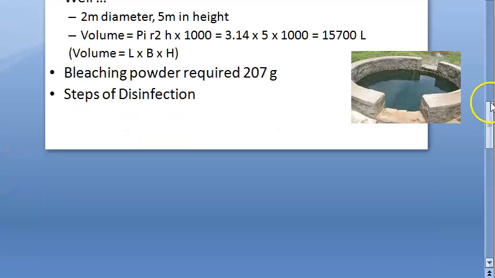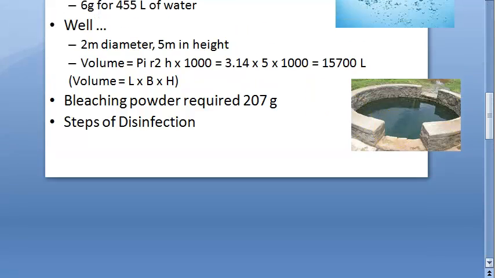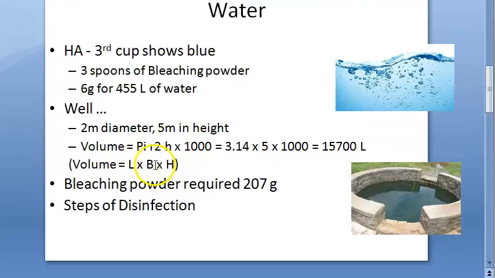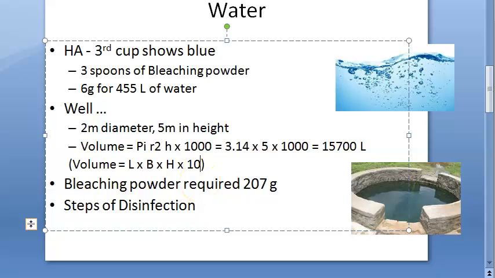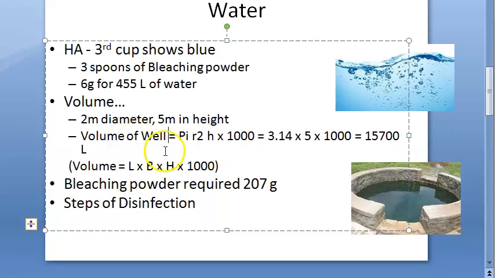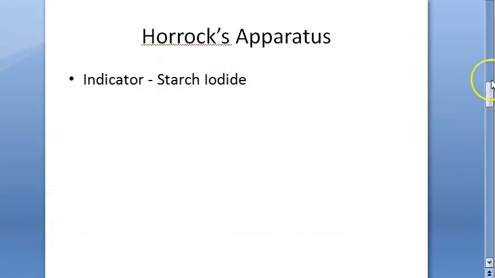So they can also ask this type of question for a swimming pool. If they ask about a swimming pool, you will use this type of formula only. Volume of a well, let us say a well is always circular. But if they ask the volume of anything else, like a swimming pool, you can use length into breadth into height. Then to get the volume in liters, multiply by 1000. So if they ask for a swimming pool, what separate thing will you do?